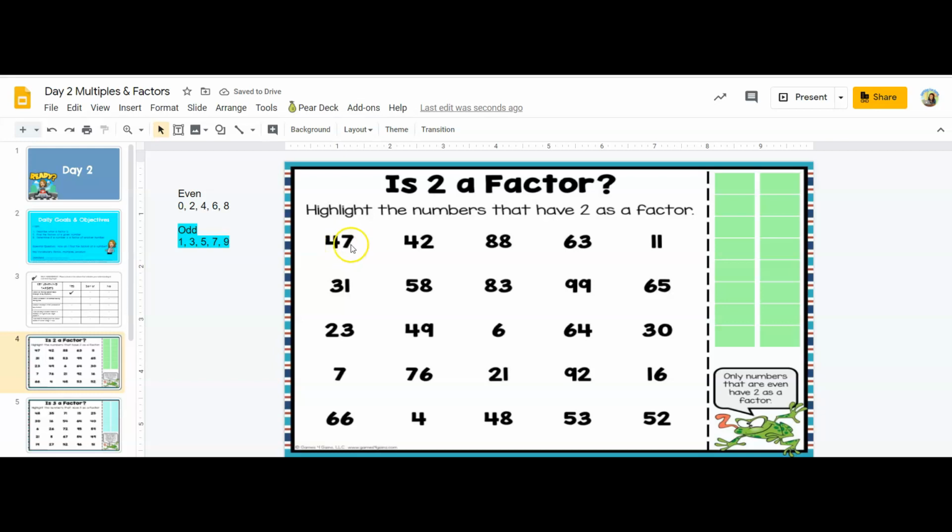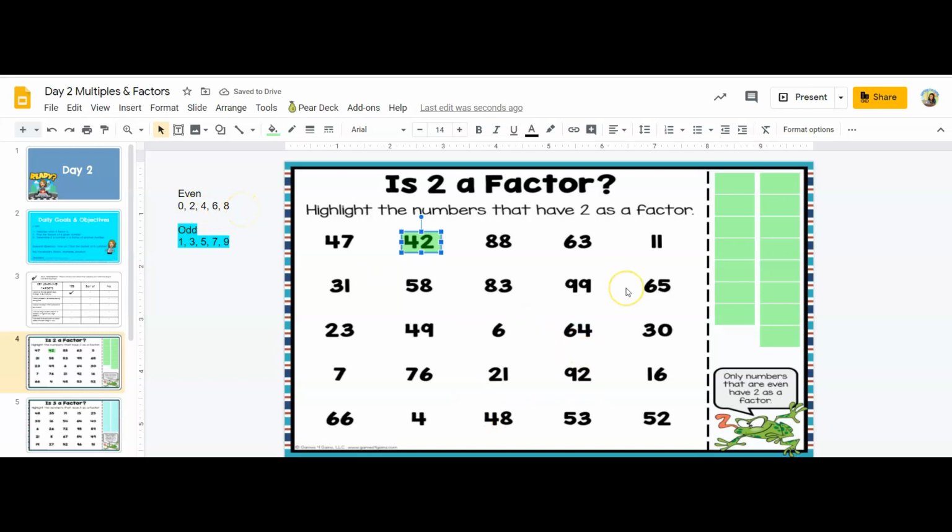Let's take a look at our first example, 47. Well, it starts with a 4, and 4 is even, but we're not looking at the first number. We need to look at the second number, the ending number, and that's a 7. That's odd. That means 2 is not a factor. What about 42? Well, 4 is an even number, but once again, I'm not looking at the first number. I need to look at the ending number, which is 2. So I'm going to take my green because 2 is an even number.